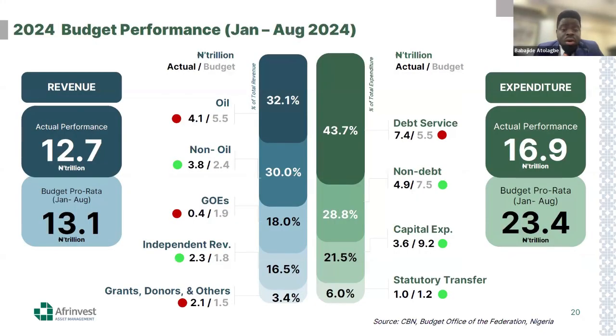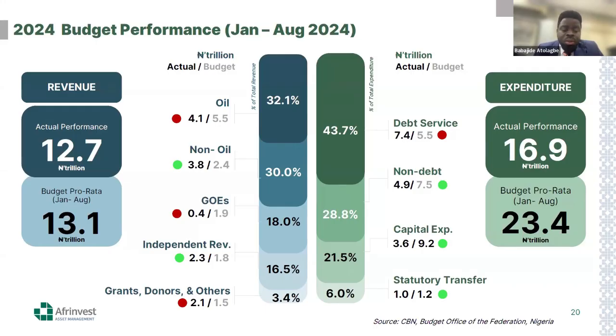In 2024, the optimism still continues in terms of revenue. 12.7 trillion we achieved so far, and we're looking at rounding it to about 13.1 trillion for 2024. We've also spent over 23.4 trillion between January and August.